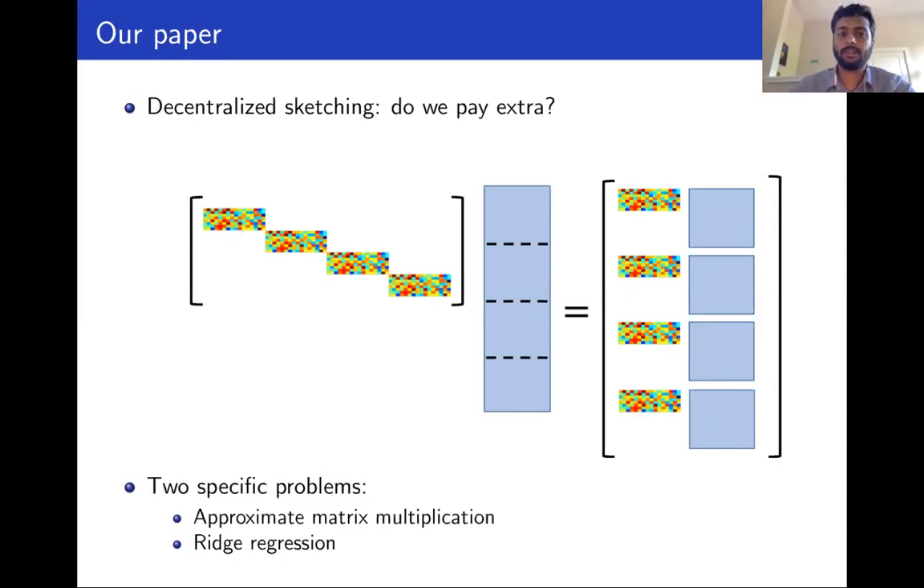So the main question is, since we are getting this advantage of being able to sketch locally, what are we going to pay extra? What is the price we have to pay? And we are going to look at this in two specific problems. One is in computing approximate matrix multiplications, and the other is in just a simple least squares regression problem.